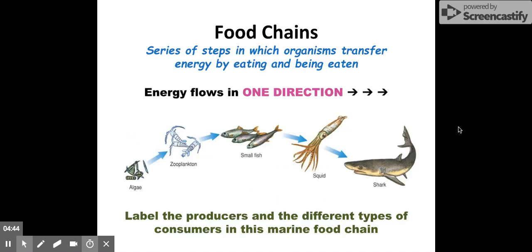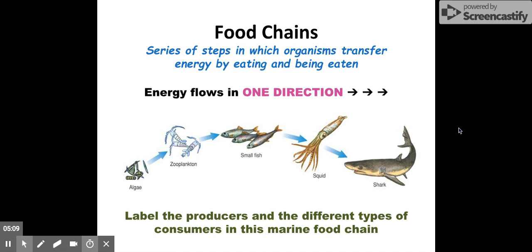The hierarchy of who eats whom and the movement of energy in one direction through ecosystems are easily represented by food chains. A food chain is a series of steps in which organisms transfer energy by eating and being eaten. This food chain actually has a fourth level consumer, which in this case is the shark. The shark would be classified as a quaternary consumer, or fourth level consumer.